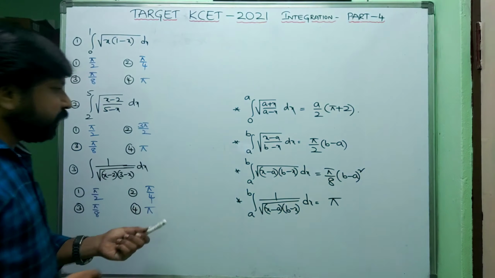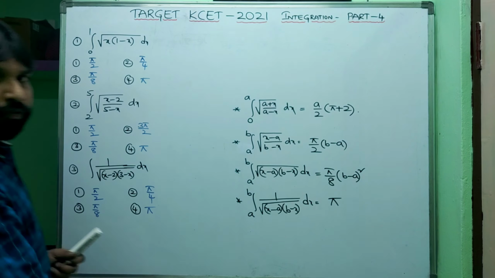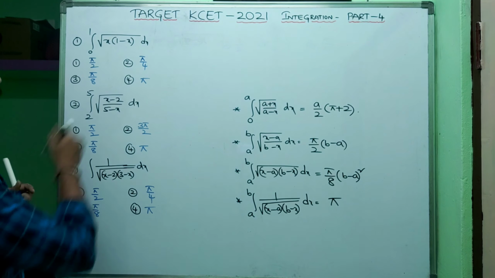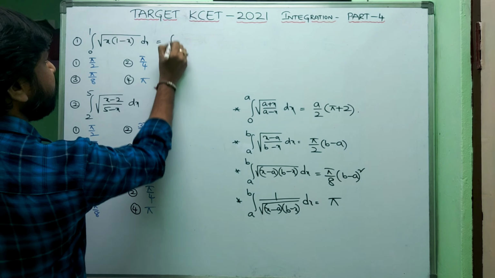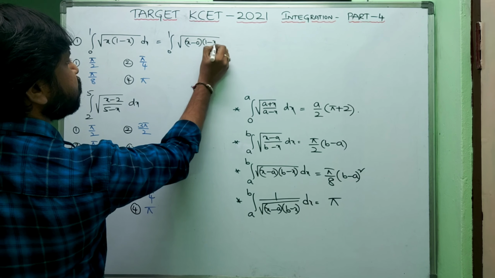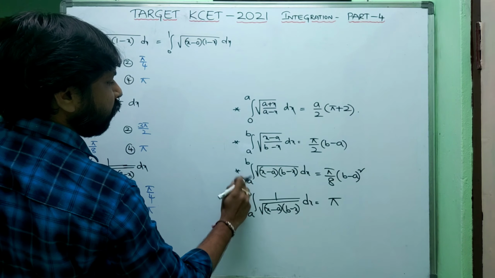Now you are going to simplify the following sums by using these shortcut formulas. The first question is the integral from 0 to 1 of root x into (1 minus x) dx. This can be written as the integral from 0 to 1 of root of (x minus 0) into (1 minus x) dx. Of course, it is nothing but this formation.